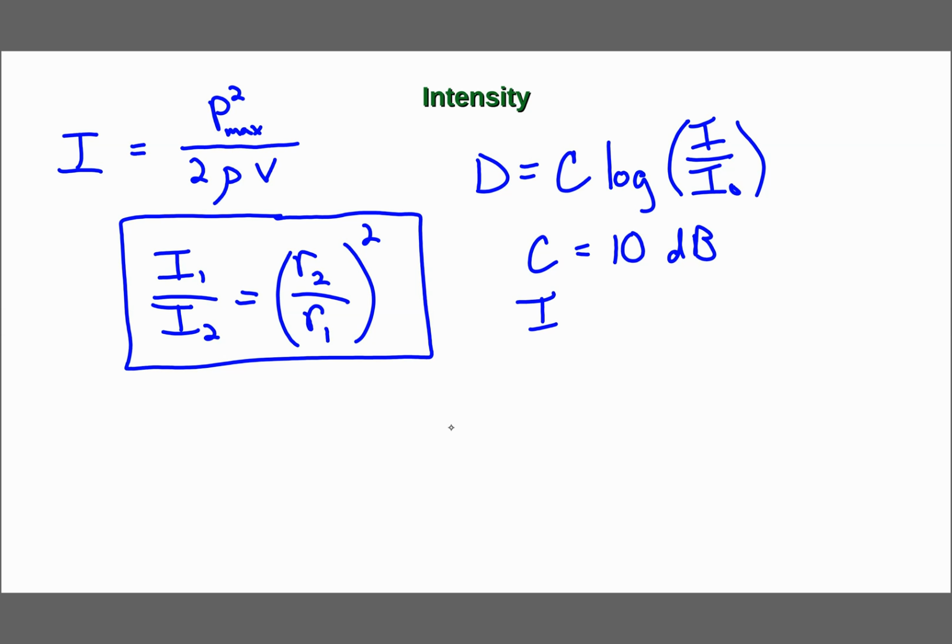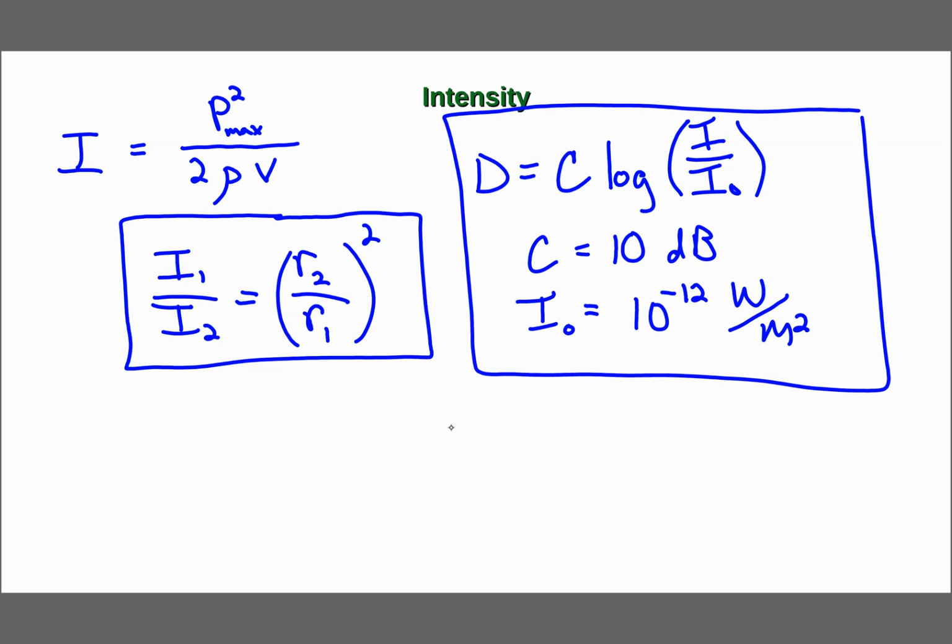And I naught, that's our reference intensity. So the whole thing is we're going to compare it to a reference intensity, and that reference intensity is 10 to the minus 12 watts per meter squared. So this is our decibel system.